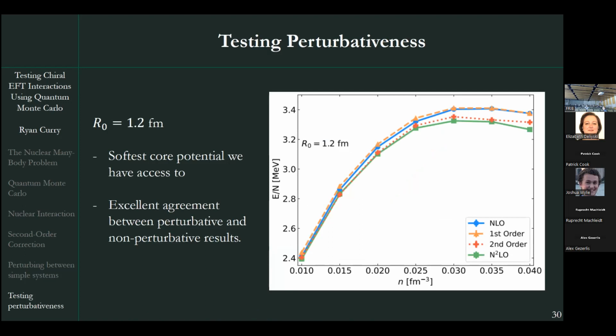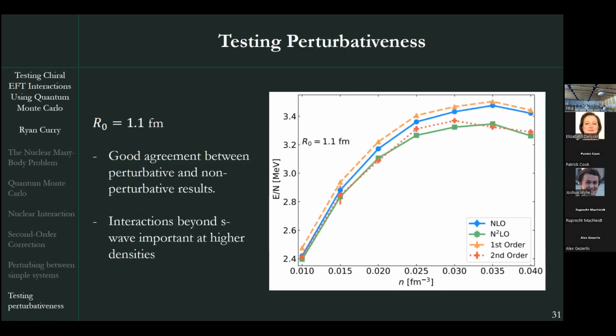Here, similar to the neutron-proton case, we see that our second order corrections agree very well with the non-perturbative results. The first order corrections do not at all, but the second order correction brings us back down to the non-perturbative N2LO energies. If we move to a slightly more intermediate interaction, we see that at low densities, there's good agreement between the non-perturbative and perturbative results. But if you look at the right-hand side of the plot, you can see that DMC doesn't do a great job in the high density regime, because you start to include more than just the S-wave interactions. But like I said, at low density we're still getting very good agreement.